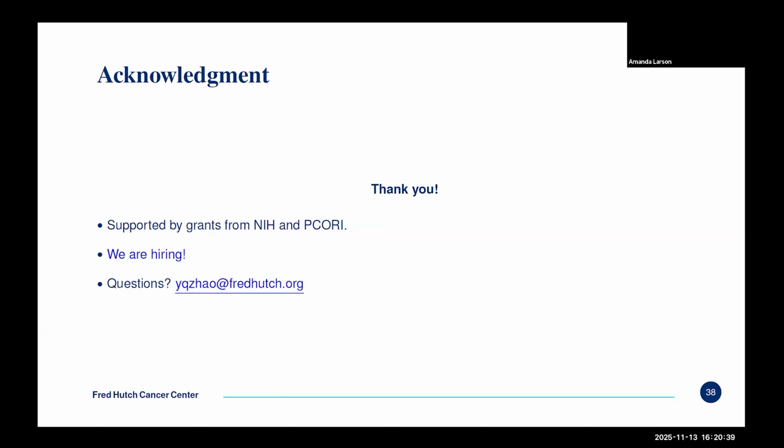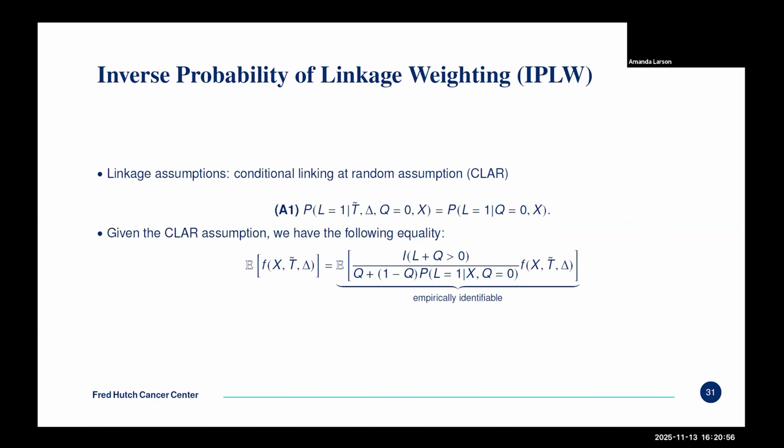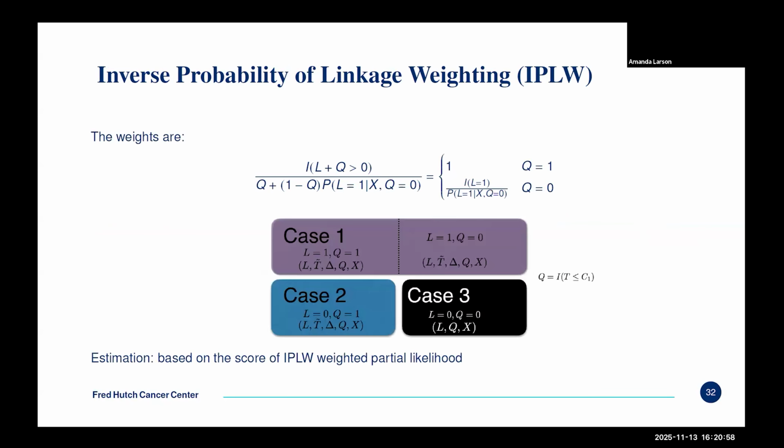I have a question. Can you provide the intuition for how those case 2 and case 3 people, because they don't have the long-term outcome, right, can help with the long-term effect estimation, rather than just relying on the case 1 analysis?